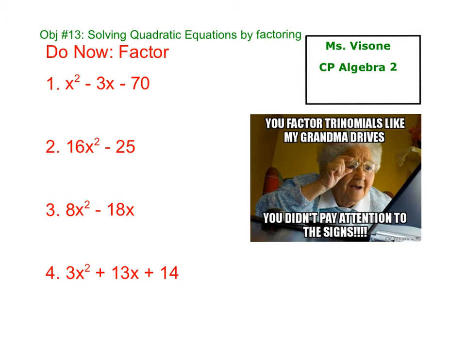Alright, so our first one is our MC chart. We know that because it's a trinomial and there are no numbers in front of x squared. So we are multiplying to negative 70 and combining to negative 3. And we get 10 and 7, and the 10 is negative.